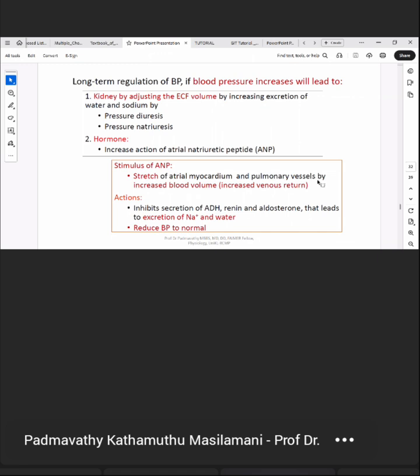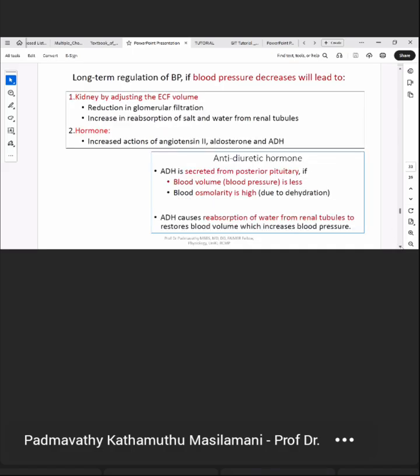This is a long-term regulation of blood pressure by the kidneys, by pressure diuresis and pressure natriuresis, and it also stimulates the right atrium to produce atrial natriuretic peptide to increase the natriuresis. Okay, that is atrial natriuretic peptide.